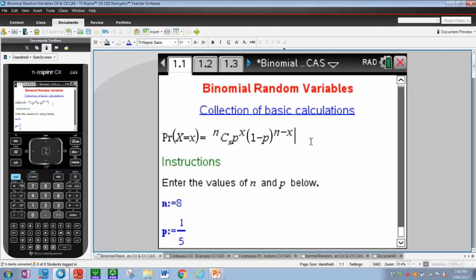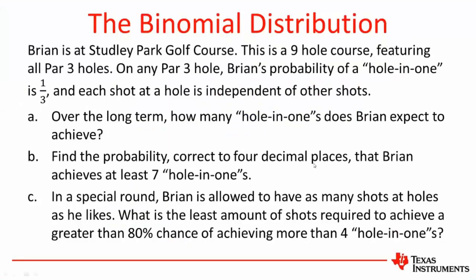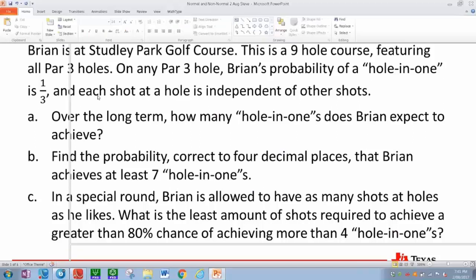Okay, so the first thing, as the instructions say on the bottom here, is to enter the values of N and P below. Looking back at the question, the N value, which is the number of trials, is 9, because we've got a 9-hole course. So each hole you can consider a trial, and the probability of getting a hole-in-one is 1/3.